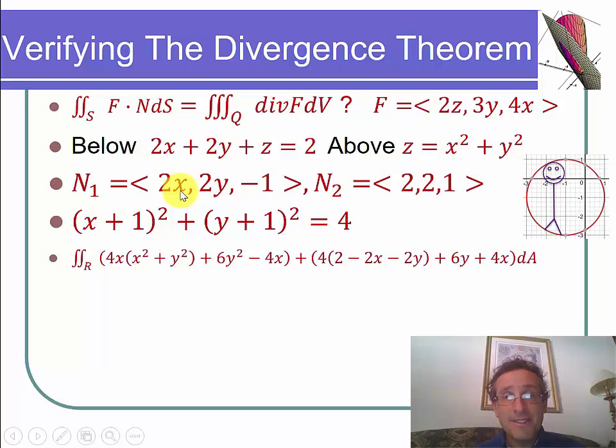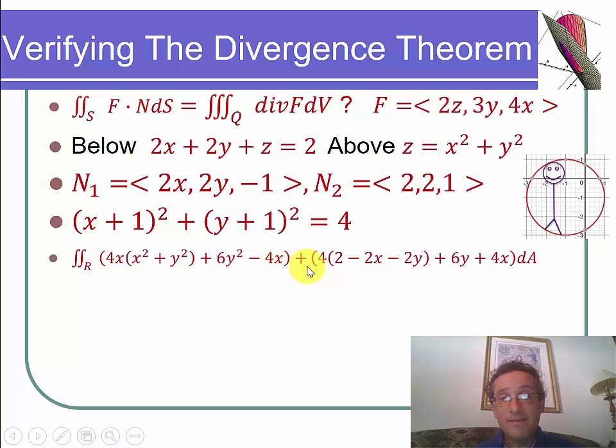We need to take f dot n, where f is (2z, 3y, 4x). If we dot it with our n1, we get 4xz. But remember, z is x squared plus y squared for this n1, the bottom surface. So we get 4x times (x² + y²). The second component gives us 3y times 2y, which is 6y². There's our 6y². The third component gives 4x times -1, so we have a minus 4x.